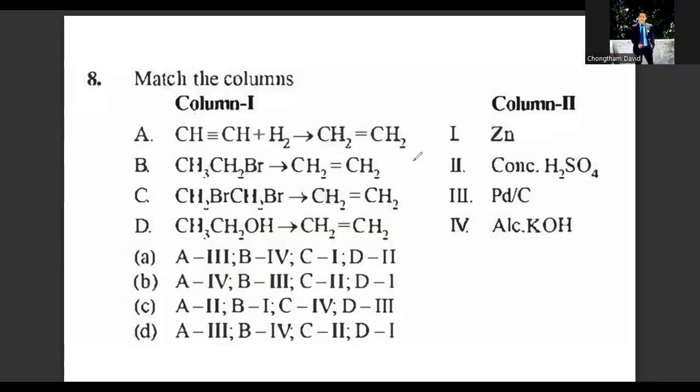So this will take place with one of the following reagents given in column number 2. So read carefully, this will take place in Lindlar's catalyst or palladium in carbon, and B will take place in alcoholic potassium hydroxide. C from this geminal, vicinal dihalide to alkene. This takes place via the presence of zinc and ethanol gives ethene. This is acid catalyzed hydration. So when you link this, you have A3 B4 C1 D2. Answer will be option A. Fine.